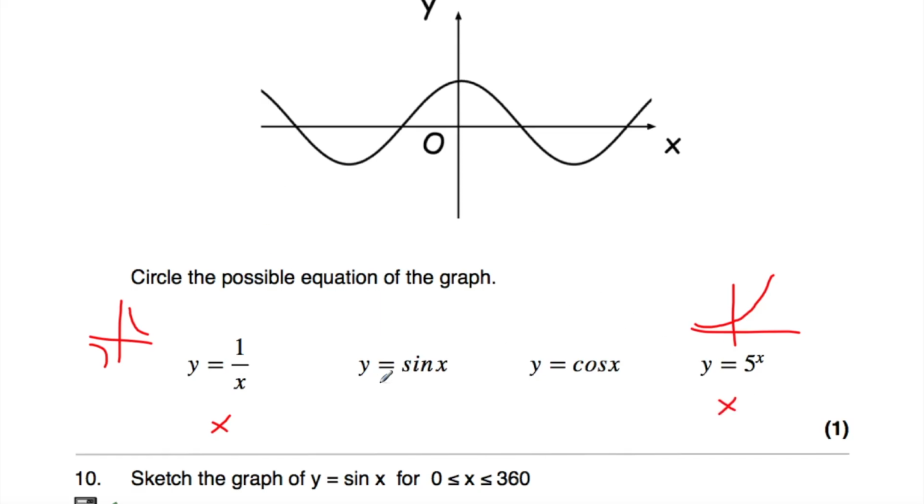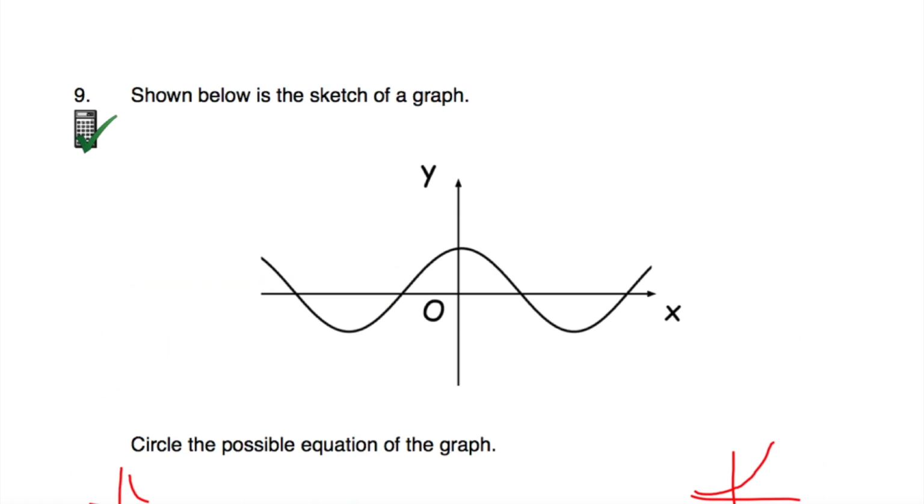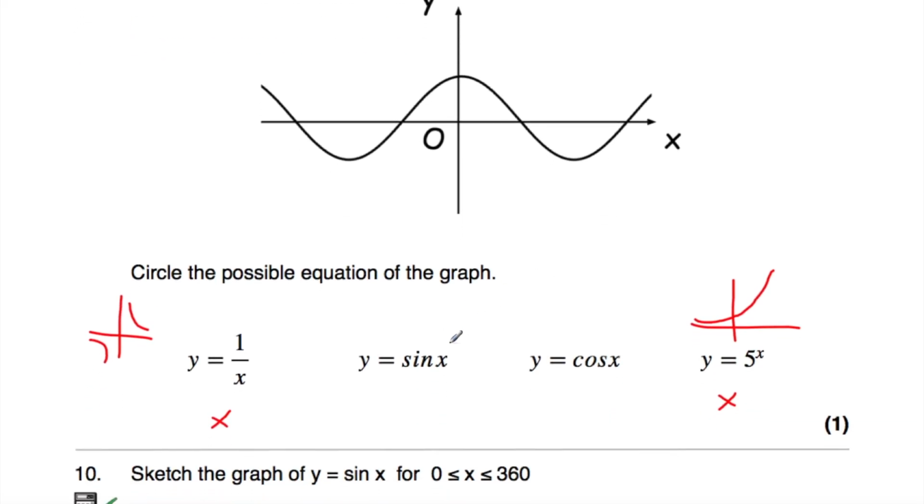Okay, so we've got 2 options here, y equals sine x or y equals cos x. Now this is a calculator question here, so you could use your calculator to check it. If you do the sine of 0, that's equal to 0. So the sine graph actually passes through the origin. Whereas if you do the cos of 0 degrees, the cos of 0 is equal to 1. So that's the point there, 0, 1. And then if you do the cos of 90 degrees, that's equal to 0. The cos of 180 degrees is equal to -1, and so on. So this is the graph of y equals cos x.